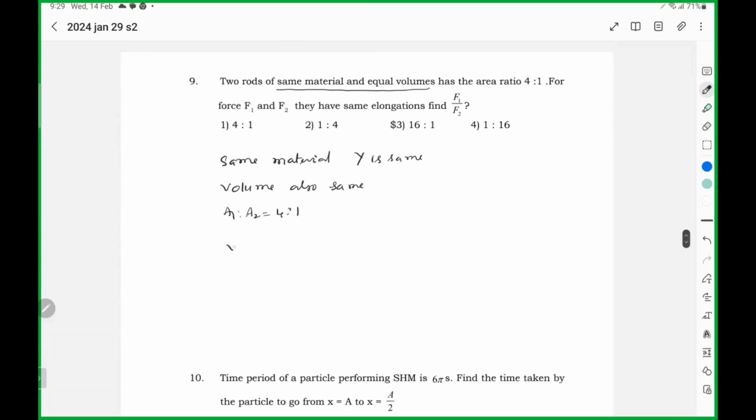So Young's modulus, basic definition, is the ratio of stress and strain, F by A, delta L by L. He told the same extension. Whatever is the same, we can remove it. So Young's modulus... volumes are also the same. Let us write here.